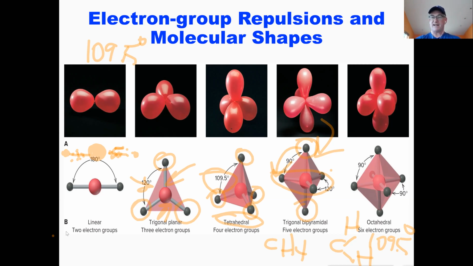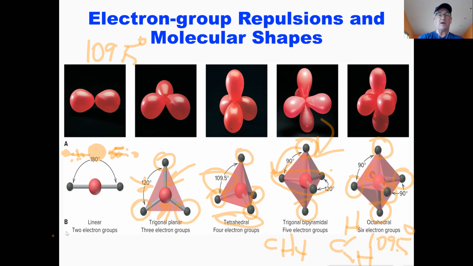And then when we have 6, the greatest distance they can get from each other is 90 degrees. And it looks, we call it octahedral. 1, 2, 3, 4, 5, 6. I know it sounds strange with 6 to be called octa, but there you go. Because it's an octahedral shape. And so these bond angles are all identical. They're all 90 degrees.